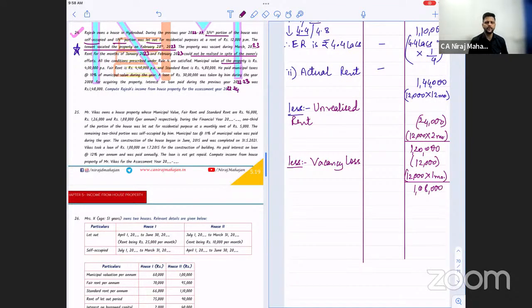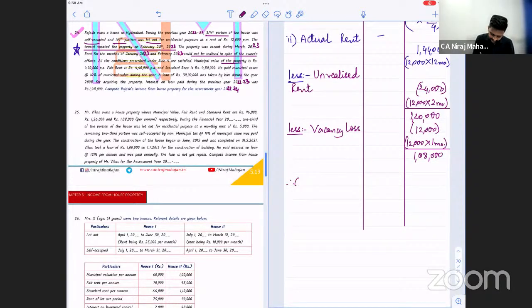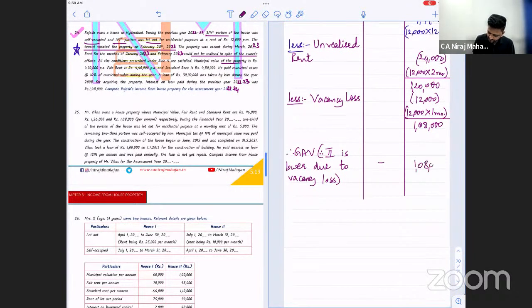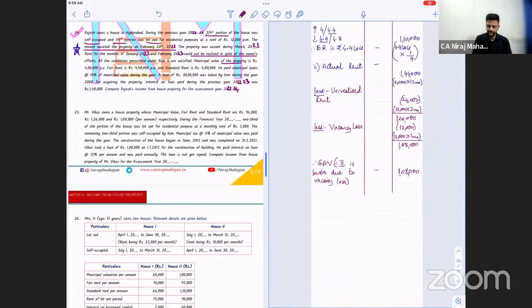Now step 2 is lower than step 1 because of vacancy loss. Agreed? Step 1, 1,10,000. Step 2, 1,08,000. But it is lower mainly because of vacancy loss. Since step 2 is lower due to vacancy loss, my GAV is 1,08,000. Fine till here, all of you?